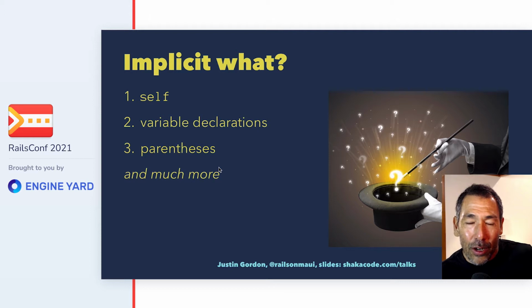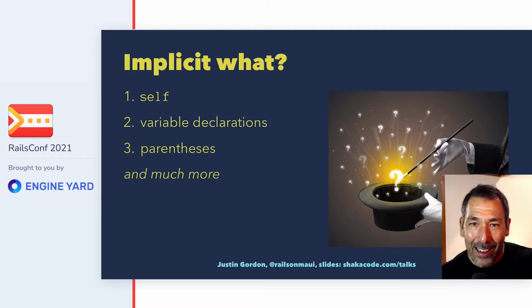But this code also has a lot of things that are implicit in it, and that's what makes it, again, a great DSL, but hard to understand. These are the things I'm going to cover in this talk. Like what exactly is self? What are the variable declarations you'll see in Ruby? You don't actually do anything to declare variables. Parentheses, etc.